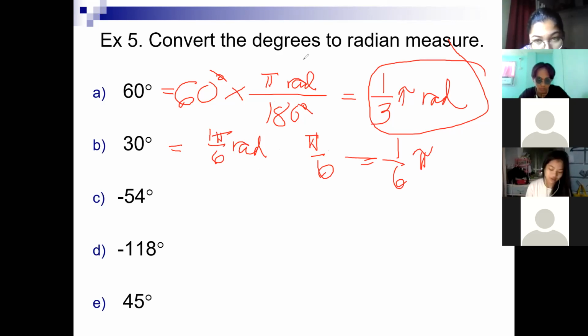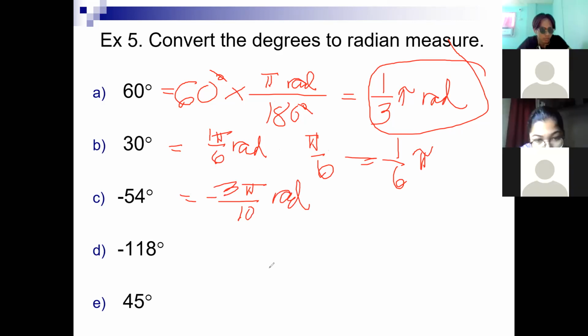3 pi over 10 rad. Very good. Negative 3 pi over 10 rad, and then the parabola negative. Or you can have it as negative 3 over 10 pi, or you can have it in decimal.